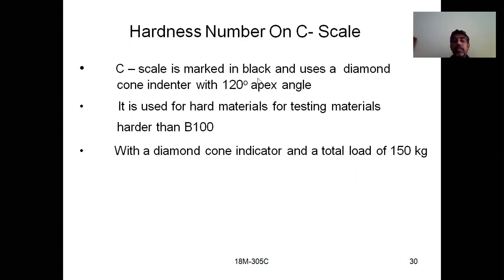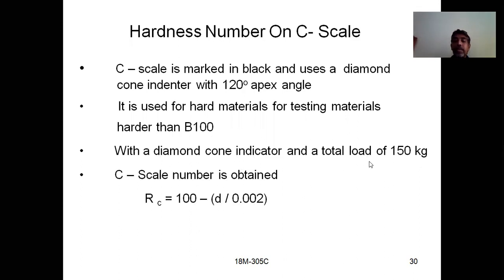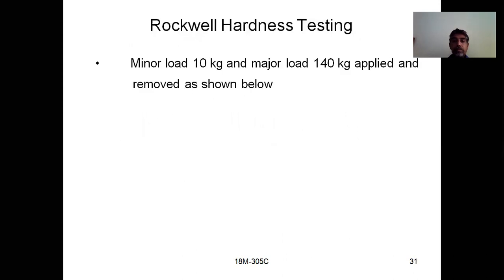So what is the color of the C scale? Black. And which type of indenter is used? Diamond cone indenter. And how much angle? Apex angle 120 degrees. And for which materials can it be used? Harder materials. And what is the range? More than 100. So with a diamond cone indenter and a total load of generally 150 kg. What is the formula for the C scale? RC is equal to 100 minus D by 0.02. Okay, so this is the value for the Rockwell C scale.